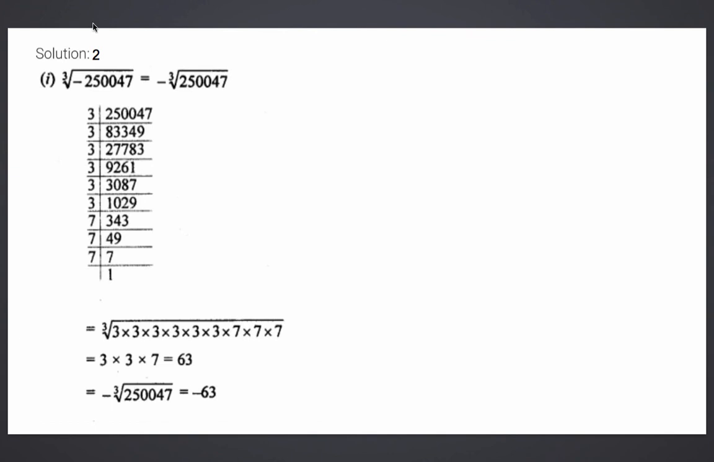So easy. Take the positive value as it is inside the cube root, bring the minus sign outside the cube root, and then work out the prime factorization, find the cube root of the given number, and then at the end put the minus sign.